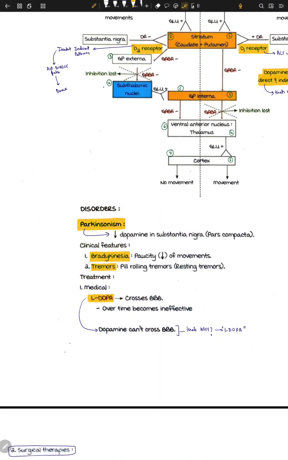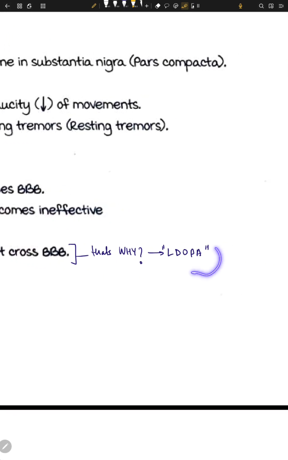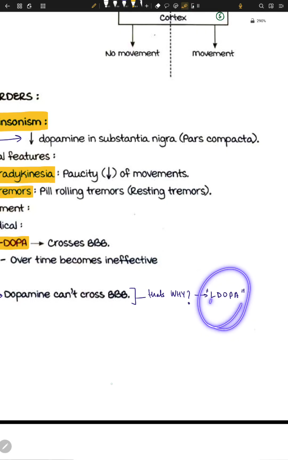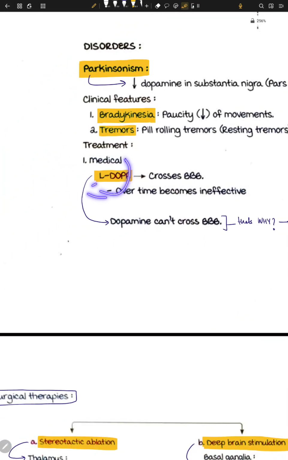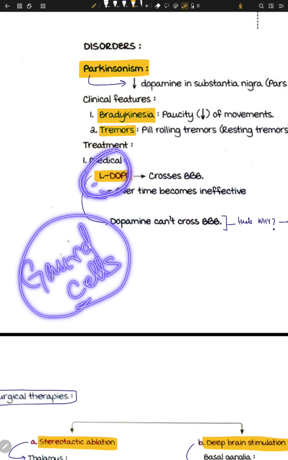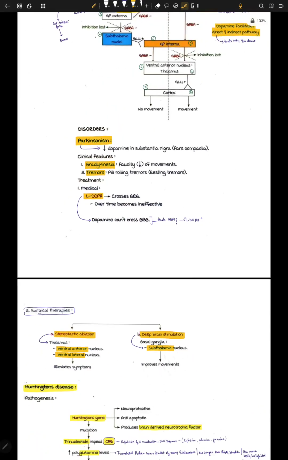It's the blood-brain barrier, and that's why we give L-DOPA, because L-DOPA can effectively jump the BBB. I will tell you how it jumps. Very easy. Basically, there are guard cells of the BBB. L-DOPA can inhibit these guard cells of the blood-brain barrier, and then it can jump the blood-brain barrier. So that's the story of L-DOPA.